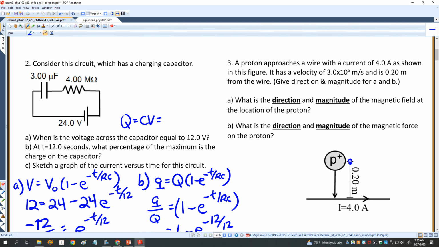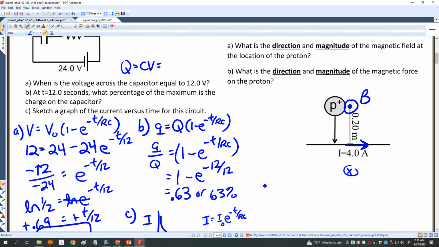So at this point, there is a magnetic field. I imagine my thumb going in the direction of the current, and then my fingers wrap around to give me the magnetic field here, which is out of the page. On this side, by the way, it's going to be into the page. So for part A, it's going to be out of the page. That's part of your answer. The other part of your answer is I want you to calculate that magnetic field.